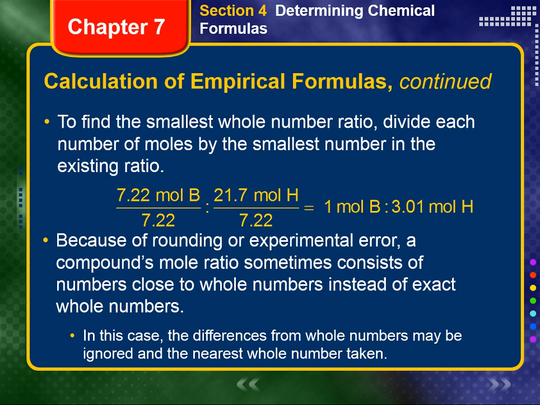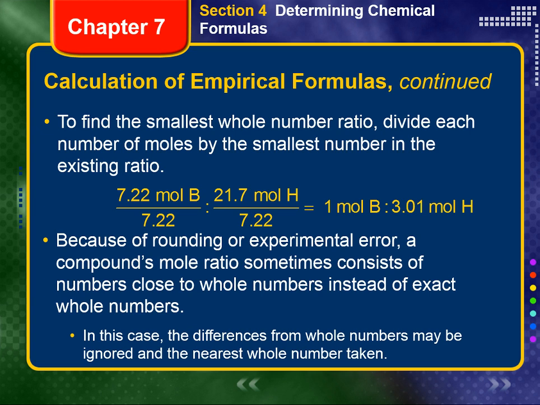Because of rounding or experimental error, a compound's mole ratio sometimes consists of numbers close to whole numbers instead of exact whole numbers. In this case, the differences from whole numbers may be ignored and the nearest whole number taken. Thus, diborane contains atoms in a ratio of 1 boron to 3 hydrogen. The compound's empirical formula is BH3.